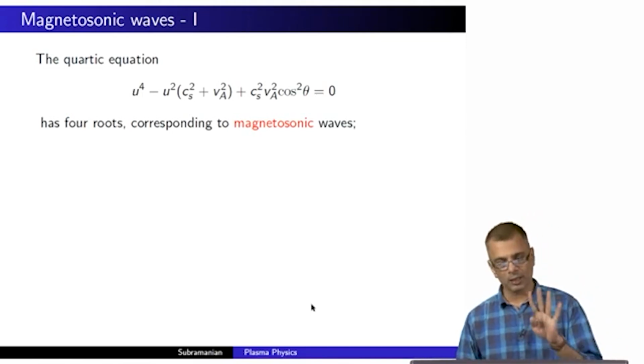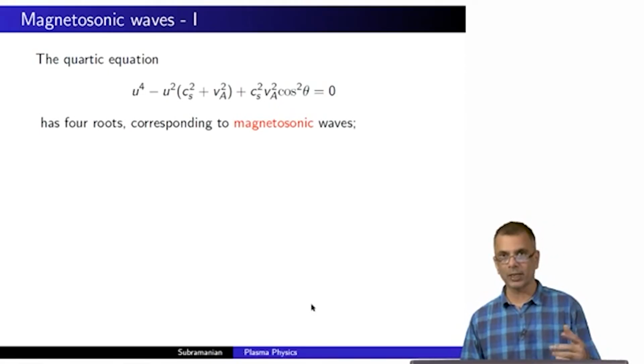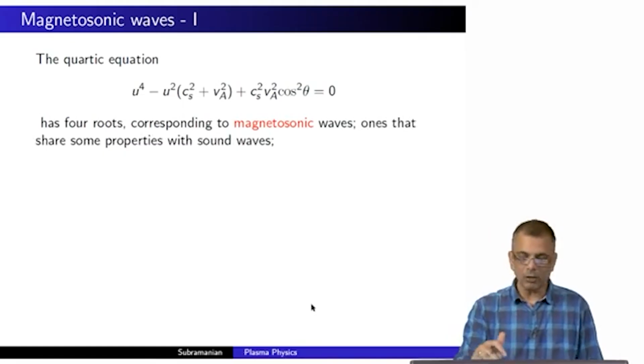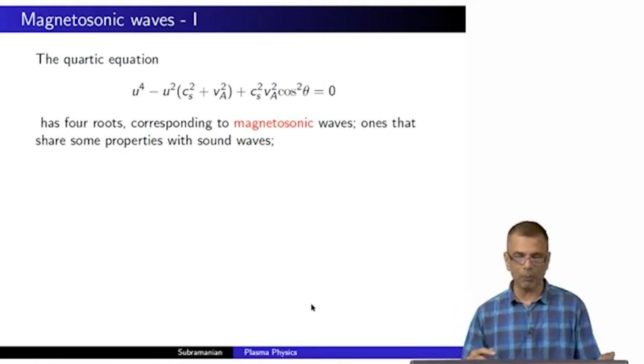In this case, there are 4 roots, and these 4 roots correspond to magnetosonic waves. And as the name implies, magnetosonic, since there's a sonic in the name, these waves share some properties with sound waves.